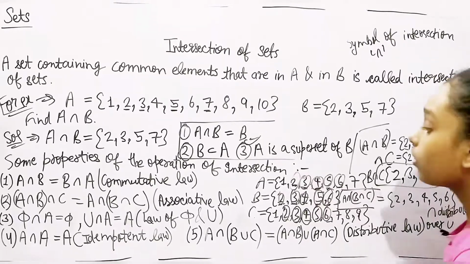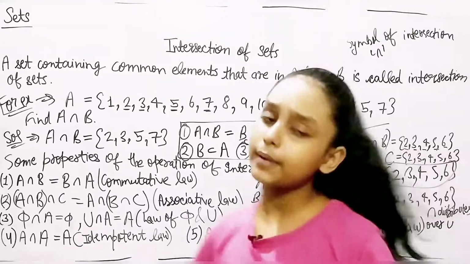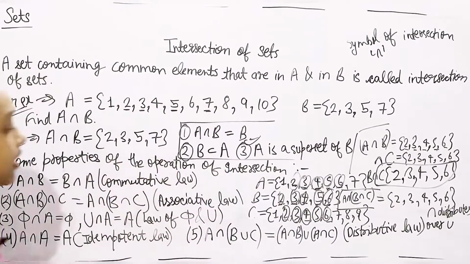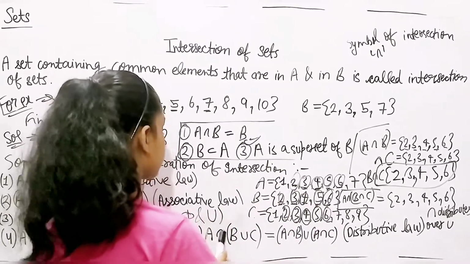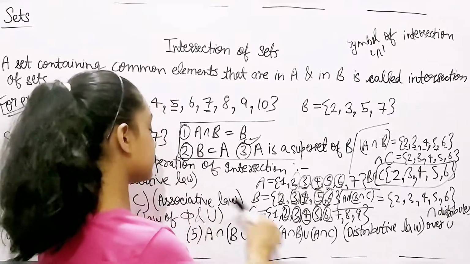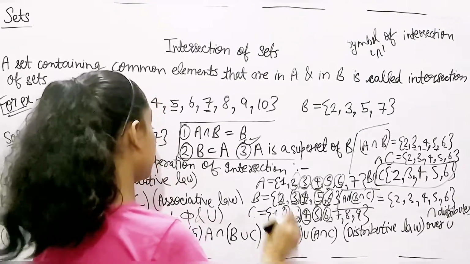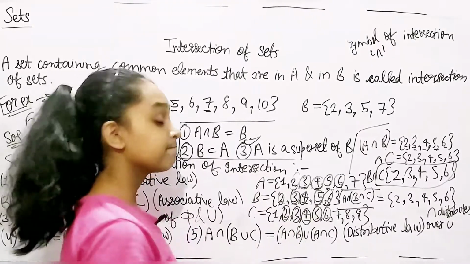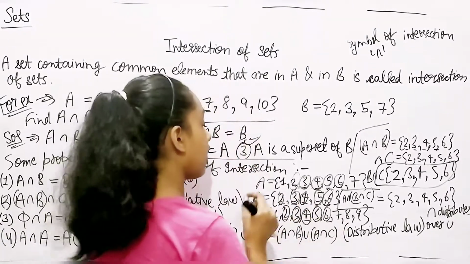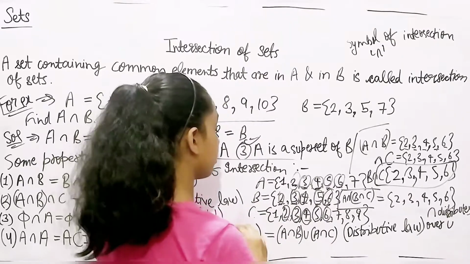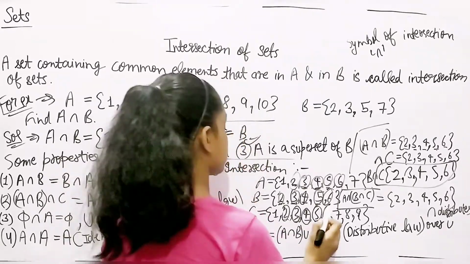So that was all the properties in intersection of sets. Last one, I hope it's going to be clear to you. What I'm trying to say is that set A intersection with the union of set B and C is equal to A intersection B union A intersection C. After finding the intersection of set A and B and then the intersection of A and C, we're going to do the union of A intersection B and A intersection C.